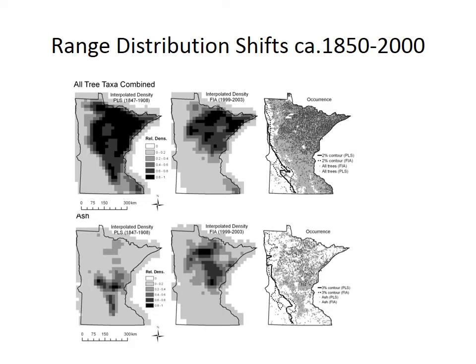And then we have individual species, so ash, for example, on the lower left map, a lot of ash occurred kind of in the central part of the state, whereas in the modern data it's more in the central and northern part of the state.